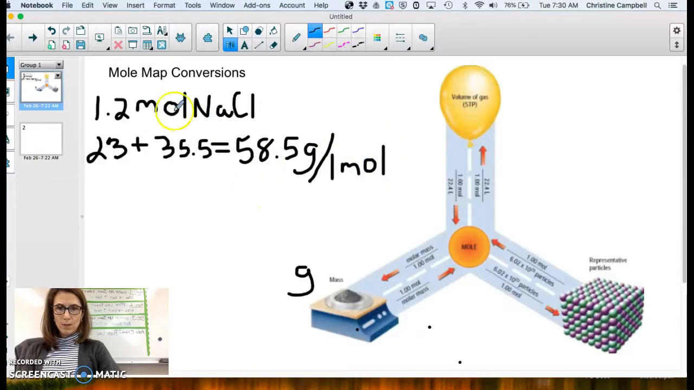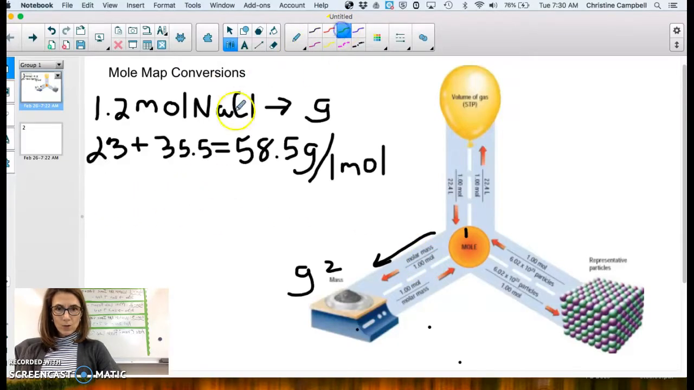So if you look, this calculation is asking us to go from moles to grams. So let's figure out what part of the mole map that is. So we're starting here, and we want to end here. So we're going to follow this arrow here. And if you look, on that arrow, it actually gives you the conversion factor and exactly how you're going to set up that conversion factor.